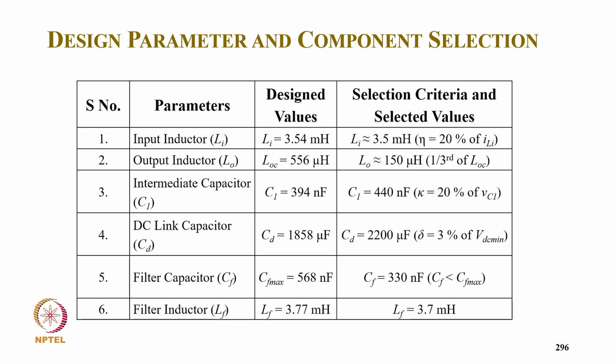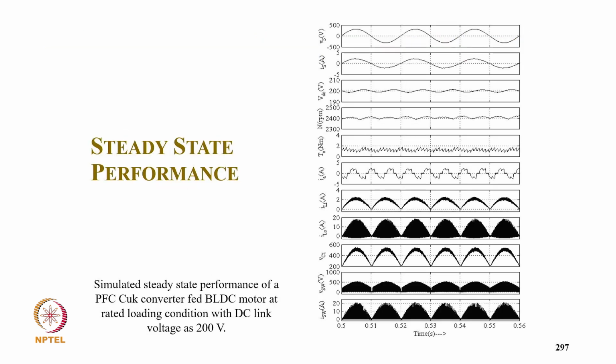So we select typically the output inductor only. In place of 556 we select 150, one third of the calculated value, so that it operates in discontinuous conduction mode in all operating conditions, whether it is high load current or a wide input voltage range.